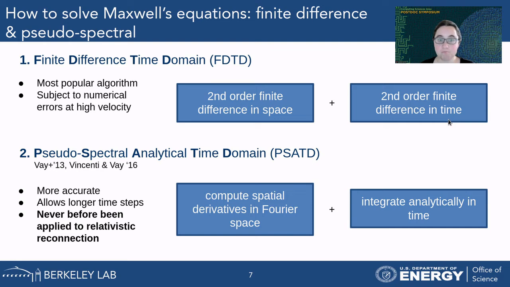Another approach is the pseudo-spectral analytical time domain method, or PSATD, where the spatial derivatives are computed in Fourier space, and it also happens that in this formulation, the equations can be integrated analytically in time. The scheme is more accurate than FDTD and allows for longer time steps due to the analytic time integration. However, it's never before been applied to relativistic reconnection, and we want to see if we can use it to make our simulations more efficient, which will be particularly impactful as we move to 3D.